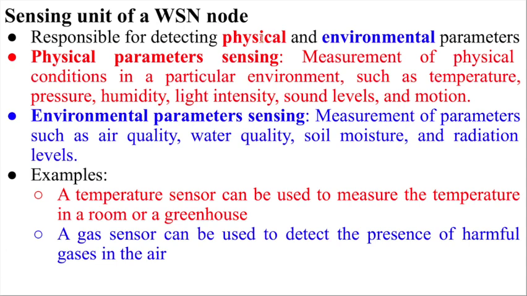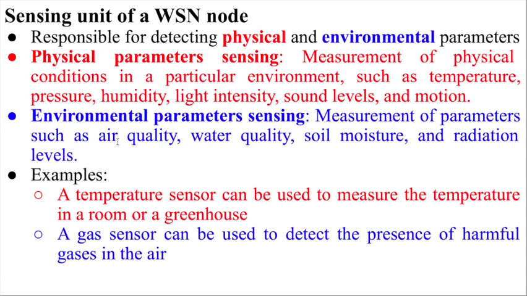But environmental parameters are also important, and yes, these wireless sensor networks are capable of detecting environmental parameters and changes in them, such as air quality changes. If there is a change in the air quality, or the pollution level is high or low, these are environmental parameters. Water quality, soil moisture, and radiation levels: all these are the environment nearby us, such as the air, water, soil, and radiation level. These are known as the environmental parameters, and they are detected by the sensors.